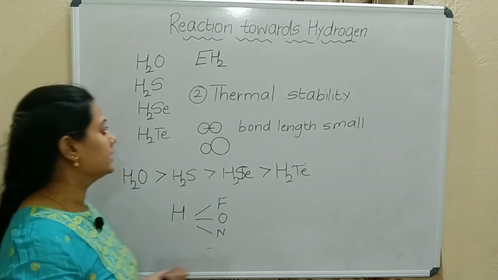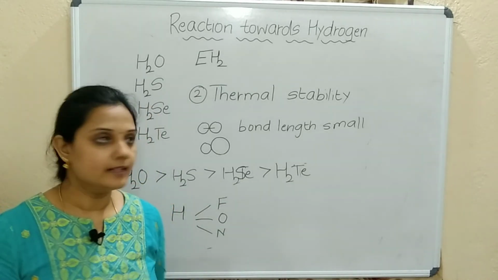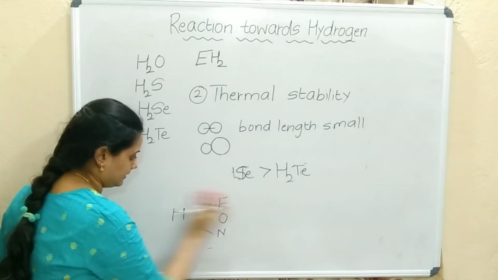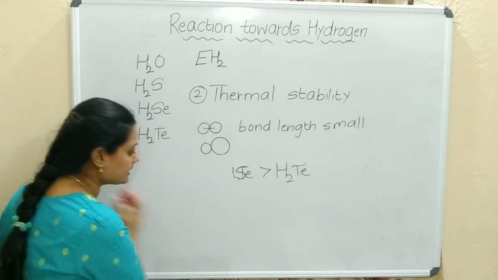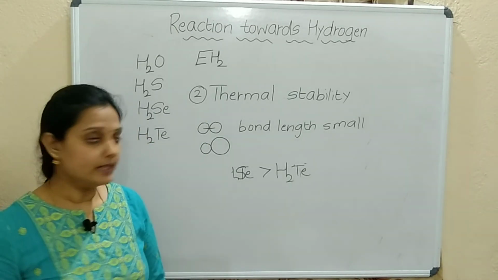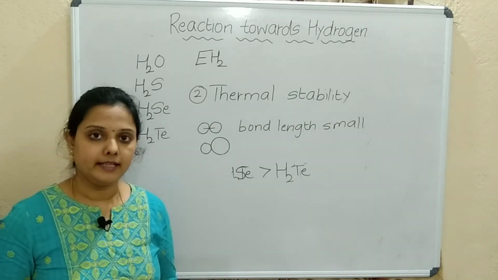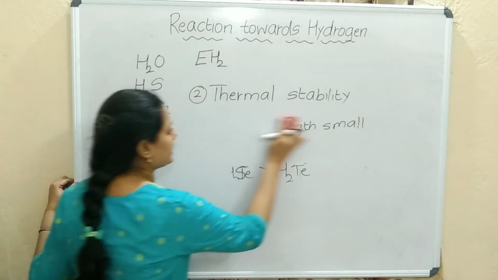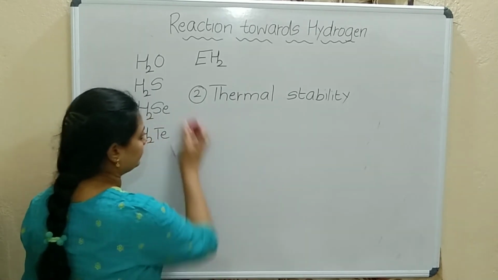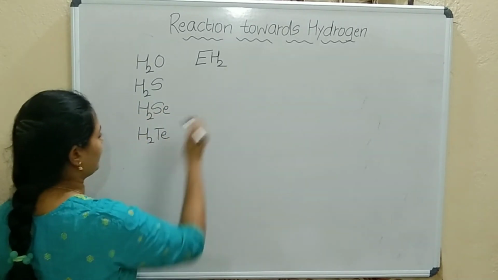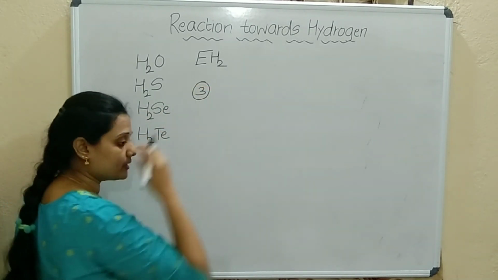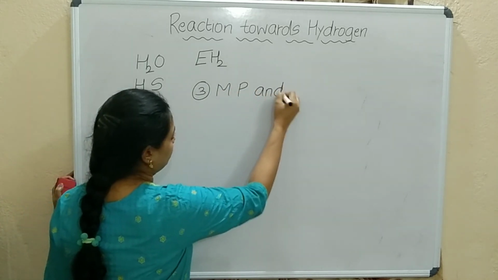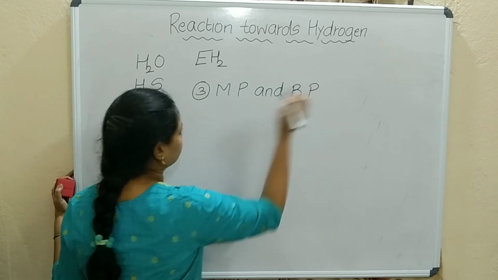We saw about the acidic strength and the thermal stability. So acidic strength increases down the group, correct? And thermal stability decreases down the group. So let's check the next characteristic here, that is melting point and boiling point. The third characteristic of the hydrides, melting point and boiling point.